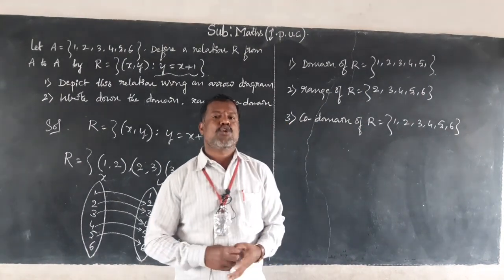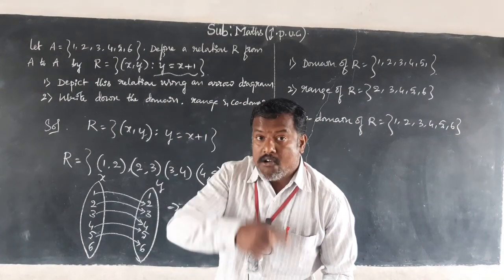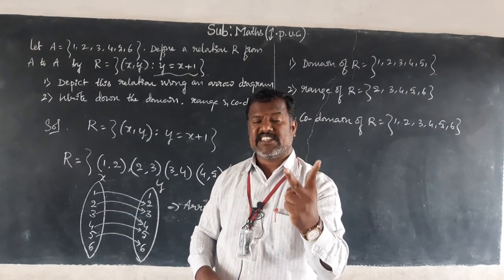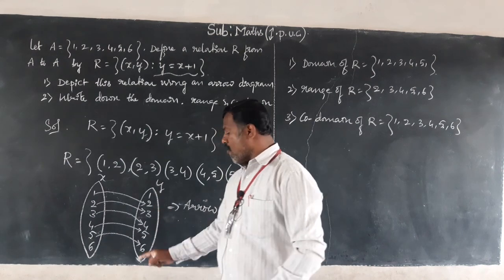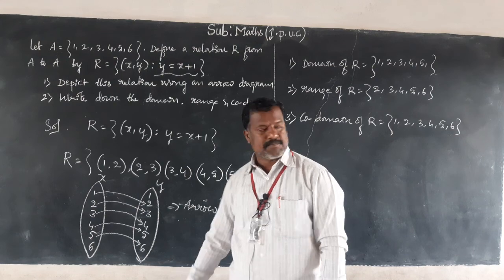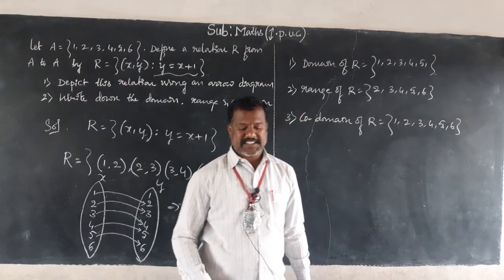And finally, codomain of R. Codomain of R is nothing but all the elements of the second set. All the elements of the second set we call the codomain of R. Here the codomain of R is nothing but 1, 2, 3, 4, 5, 6.